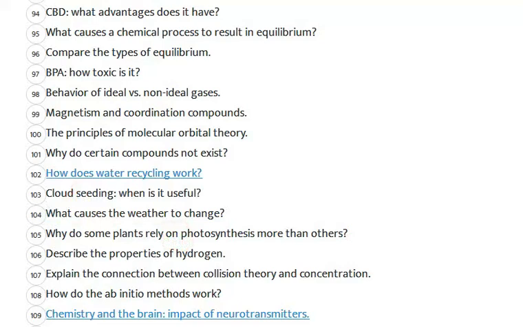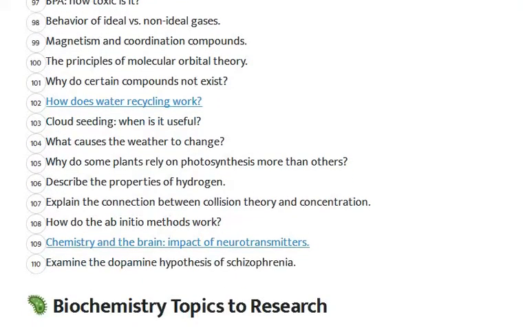Why do some plants rely on photosynthesis more than others? Describe the properties of hydrogen. Explain the connection between collision theory and concentration. How does the ab initio method work? Chemistry and the brain. Impact of neurotransmitters. Examine the dopamine hypothesis of schizophrenia.